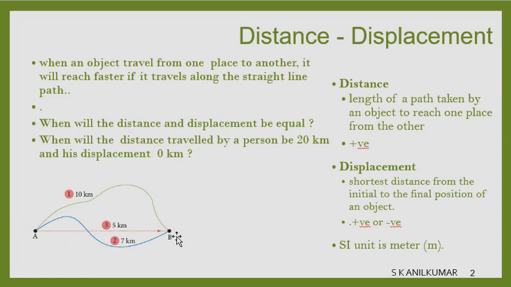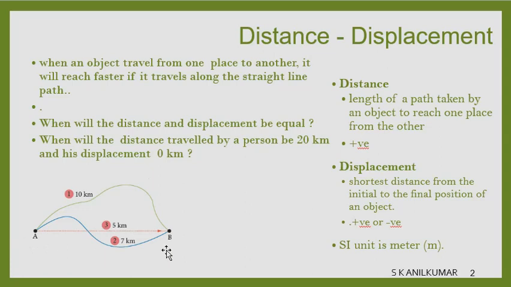When an object travels from one place to another, it will reach faster if it travels along the path of displacement. This is a straight line. If it travels on a straight line, it will reach faster. But can you travel in a straight line? Cannot. Why? Because there are roads, buildings, trees, so many things in between. So you will have to take a detour. You have to turn left, take 3 right turns, take 4 left turns, take 1 U-turn, wait at the signal. Because of all that, you will normally not be traveling on a straight line, on the displacement path.